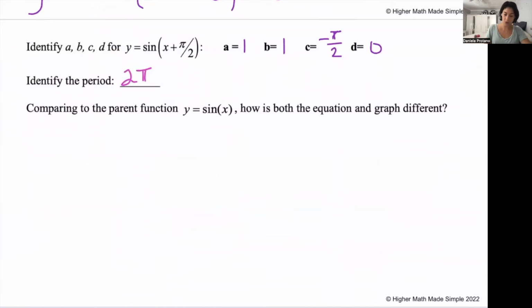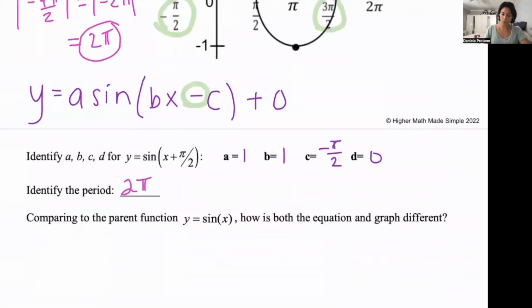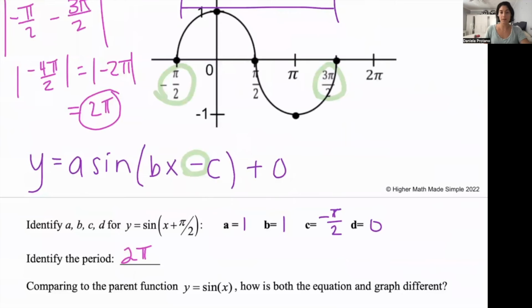That has not changed. So I'm going to press pause. If you want to answer this question, feel free to look at the graph. Otherwise, I'm just going to fast forward it and then we'll talk about it.